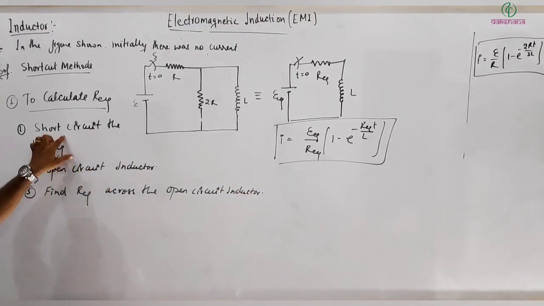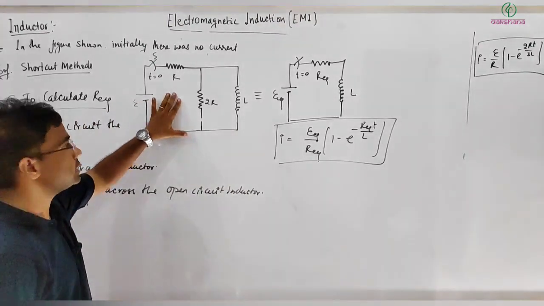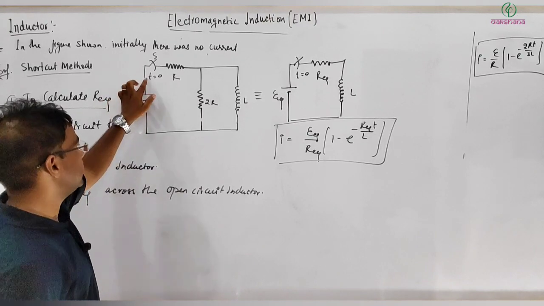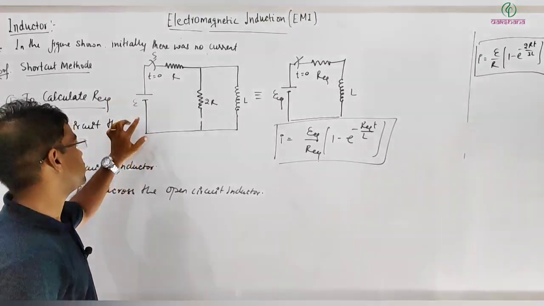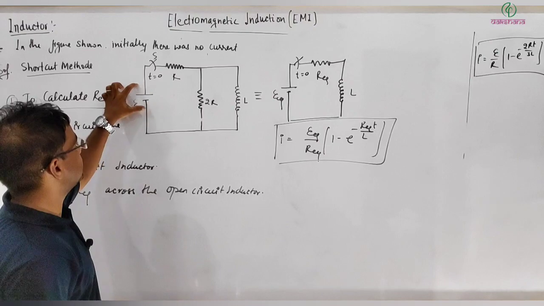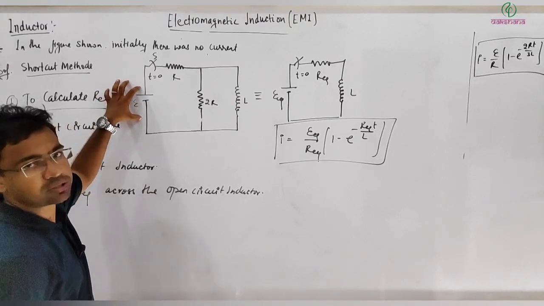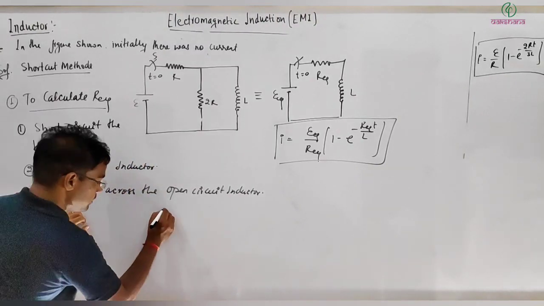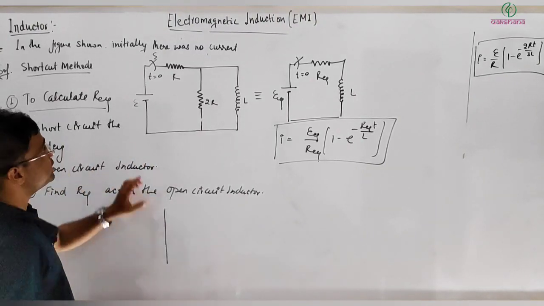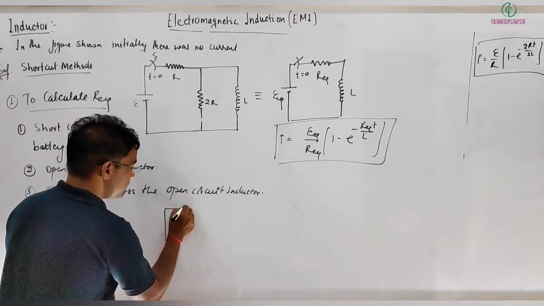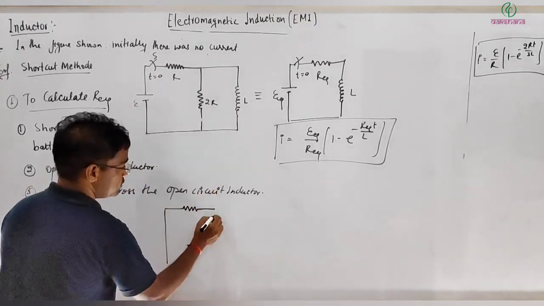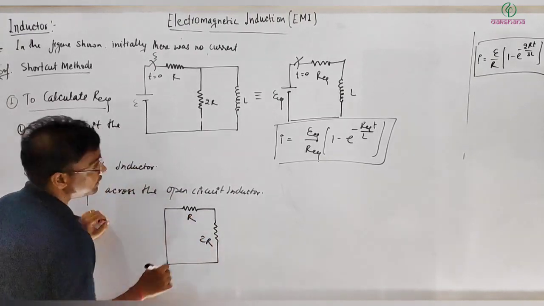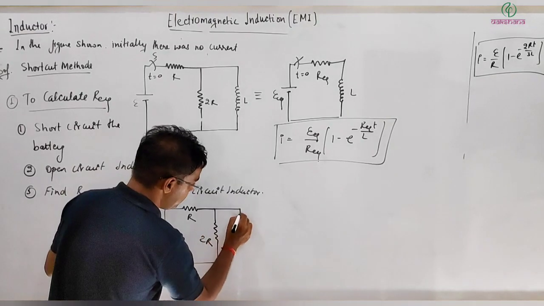Now let me tell you what it means. This is our original circuit. Short circuit the battery means remove the battery and place a wire, that is, place a conductor. If I am connecting it with a conductor, then that is a short-circuited battery, so the battery will not be there. After following this, the battery is removed, short circuited. Resistance R is still there, resistance 2R is still there. Inductor open circuit.